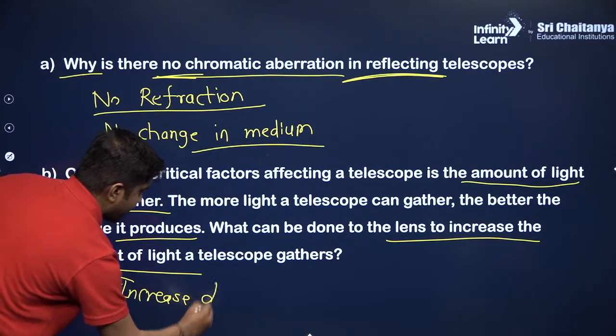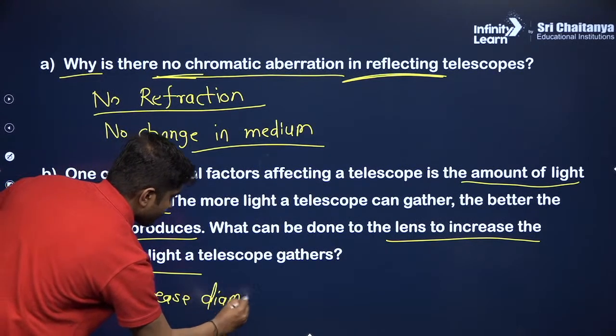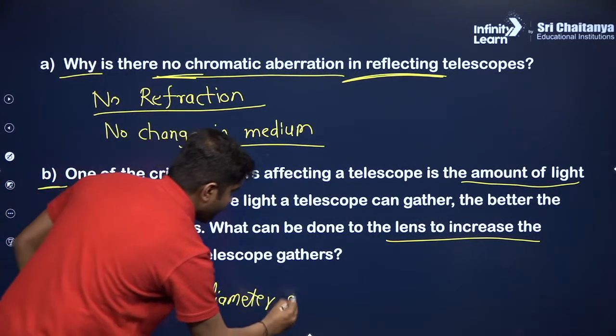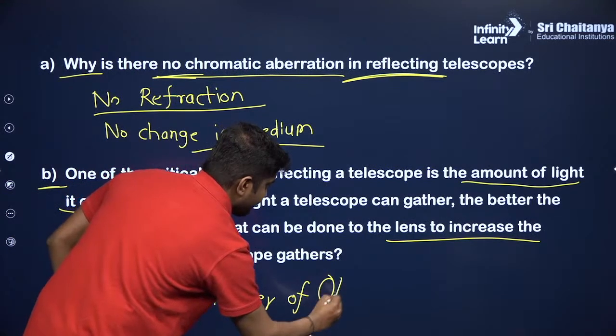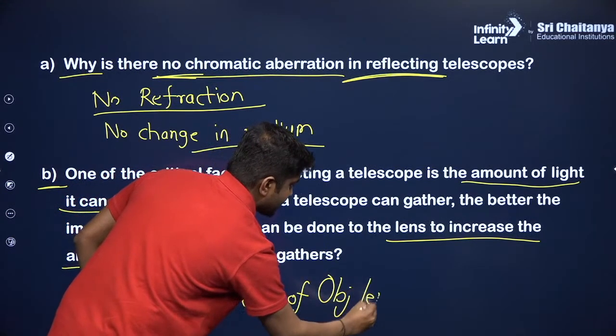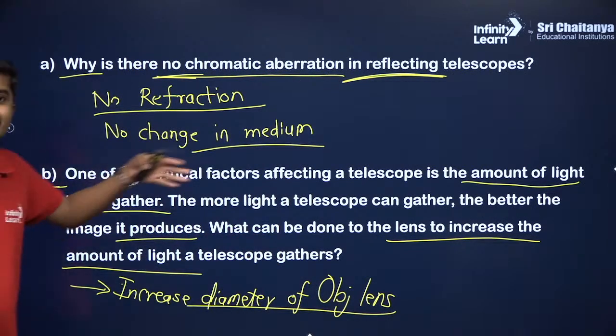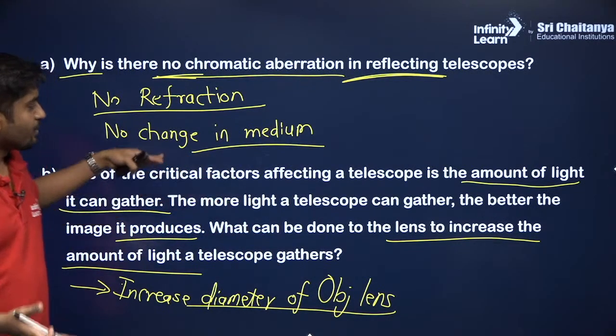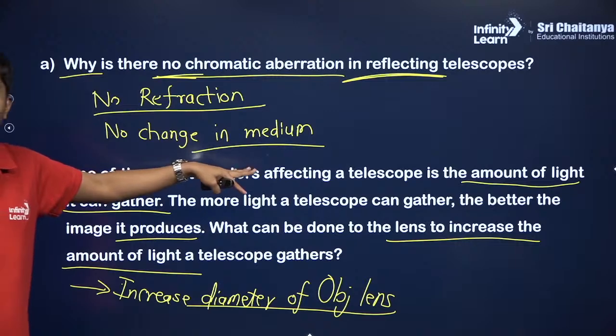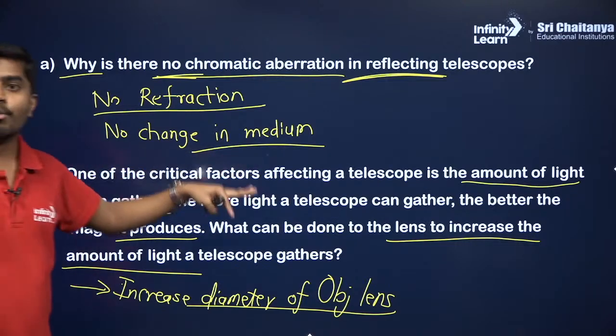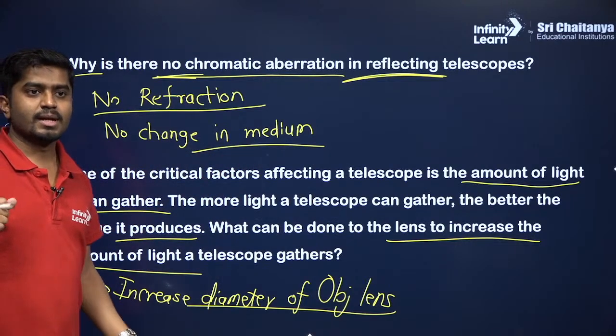Increase the diameter of the objective lens. That is the answer. If you just increase the diameter of the objective lens, you can produce a better image by gathering more light. Understood?